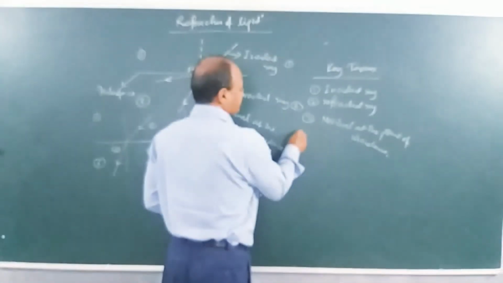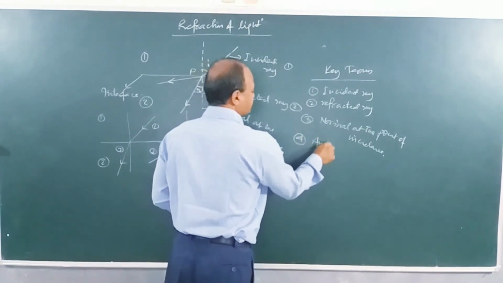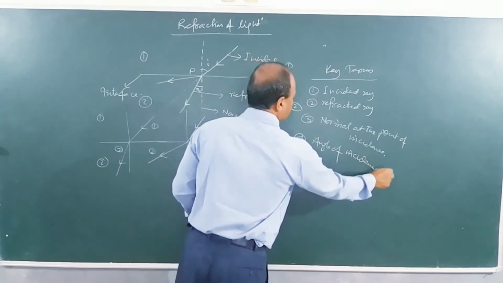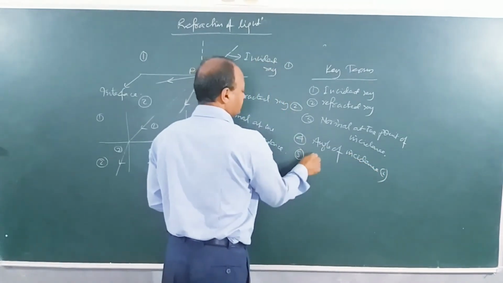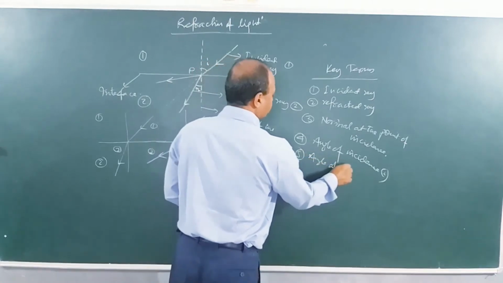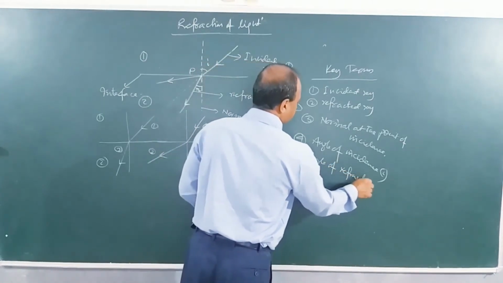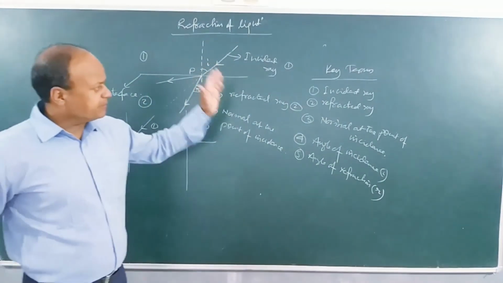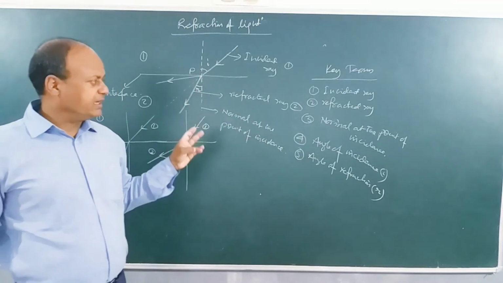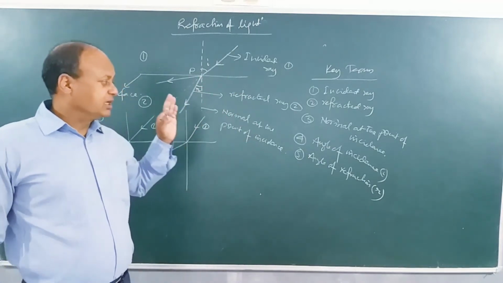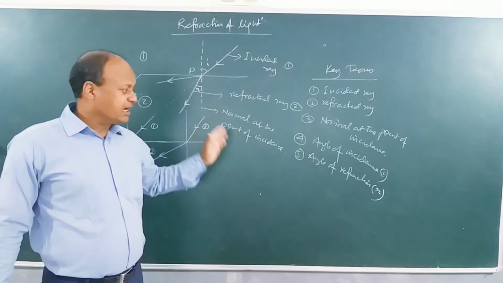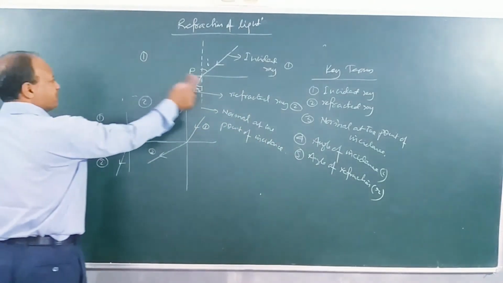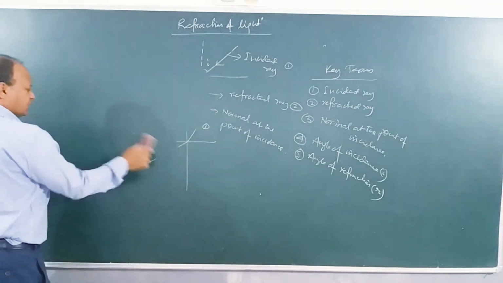Fourth term is angle of incidence, I. And number 5, angle of refraction, denoted by R. 5 key terms: incident ray, refracted ray, normal at the point of incidence, and then angle of incidence I and angle of refraction R. Now, we will be seeing some practical examples of refraction of light.